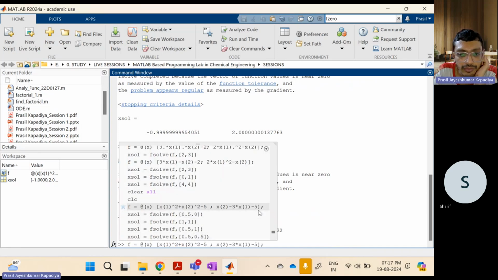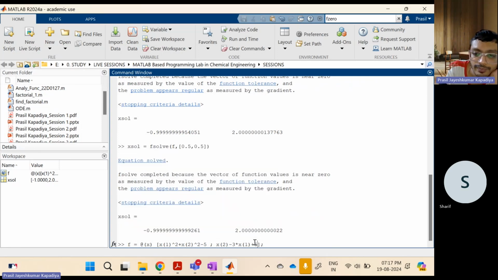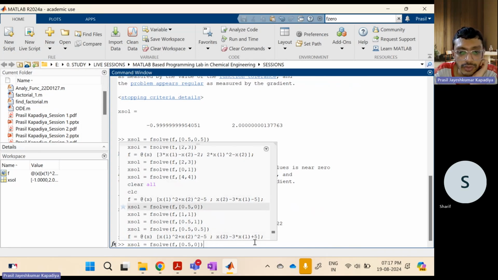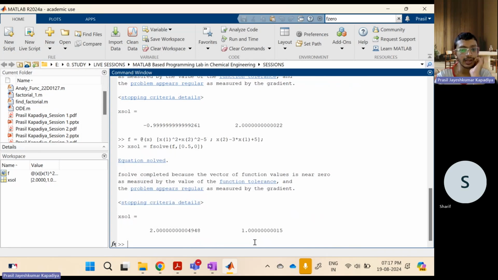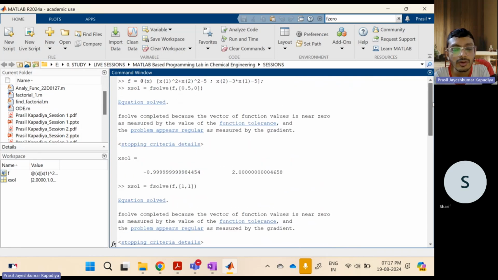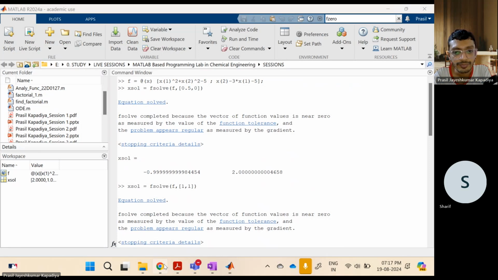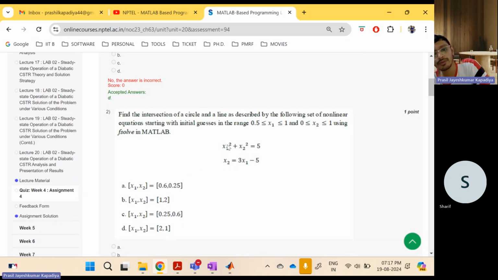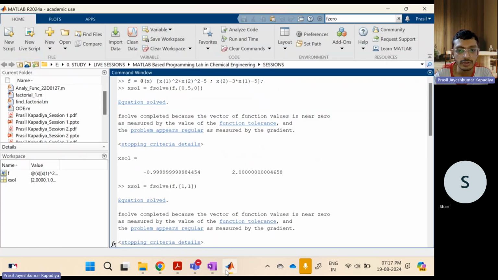Wait, let me check if I have written the equation correctly. x1 square plus x2 square minus 5. Okay, yeah, here it should be a plus symbol. I'm sorry. And let's go with our first initial guess. So see, we are getting the solution of 2 comma 1. Let's check if we are getting 2 comma 1. 2 square is 4, plus 1 square is 1, so it is 5. And 1 minus 6 is minus 5. So this is our solution.